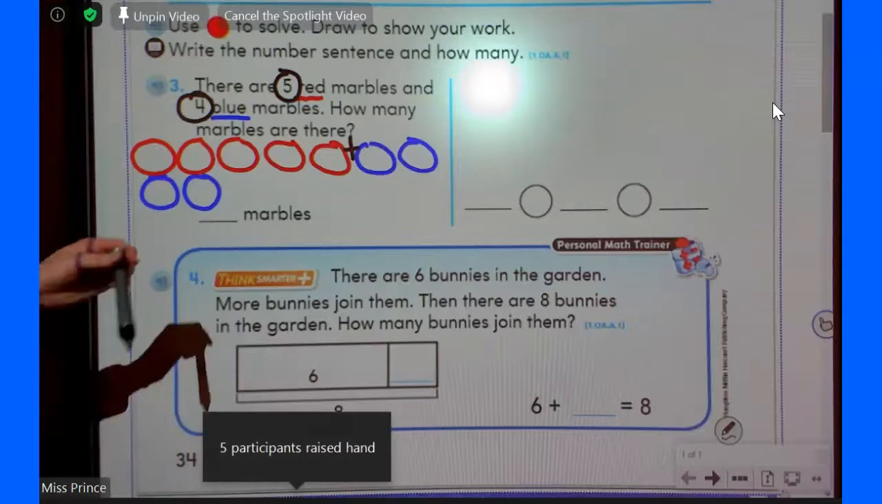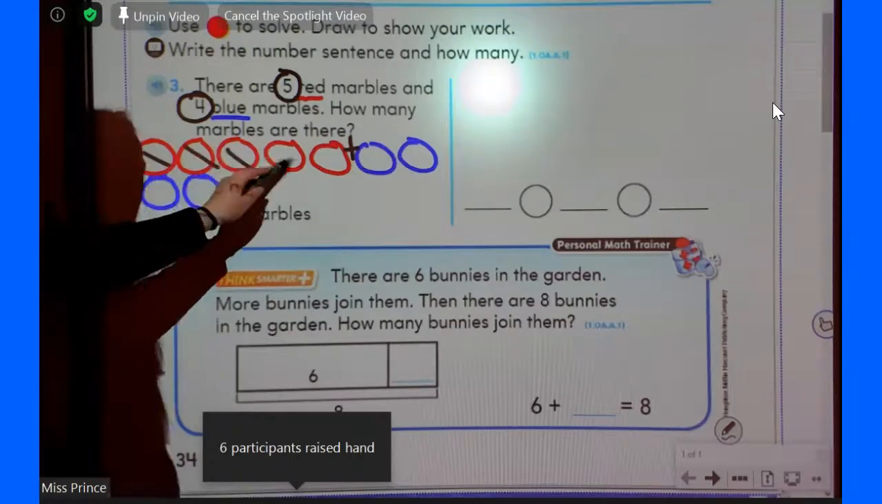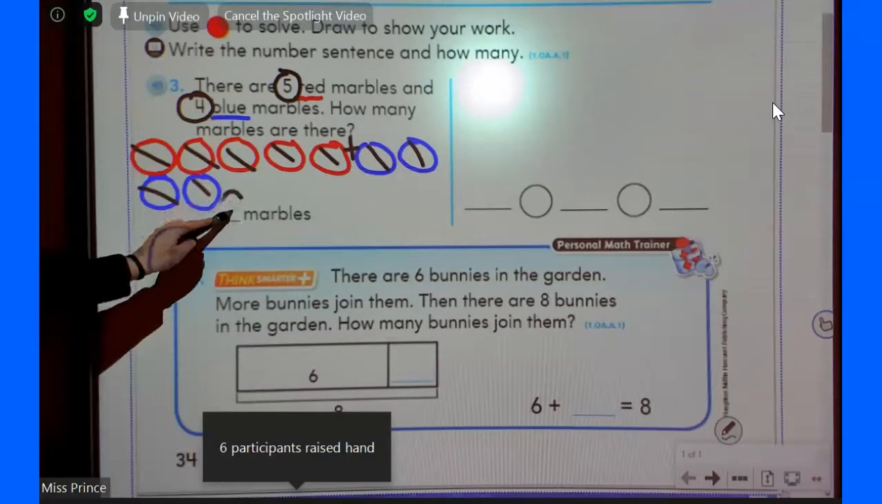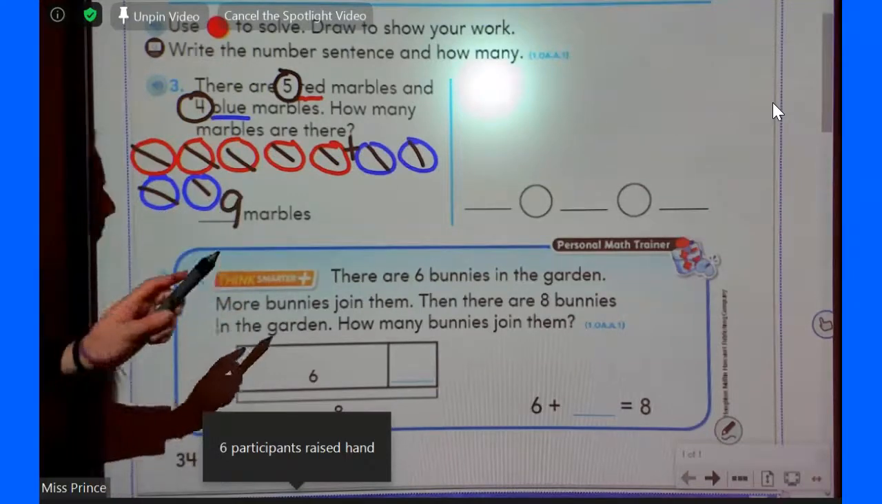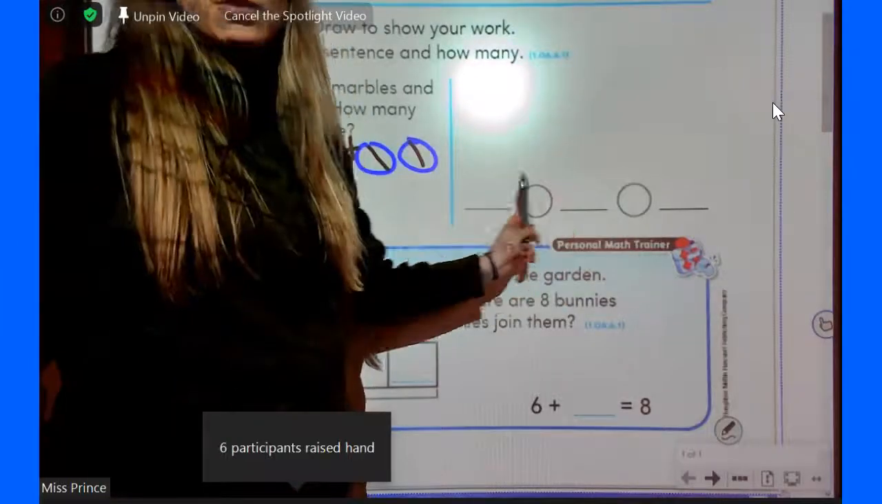Mason, do you know how many are all together? How many? 9. 1, 2, 3, 4, 5, 6, 7, 8, 9. 9 is correct. So now we need to take our numbers from our story problem and write out the equation.